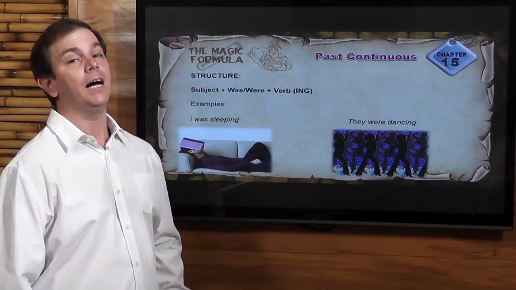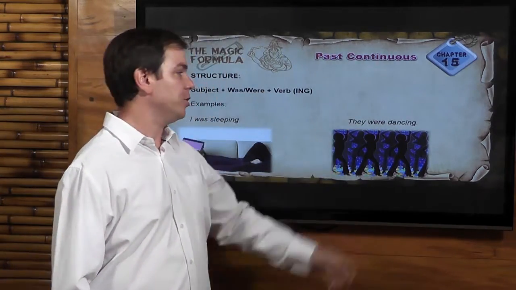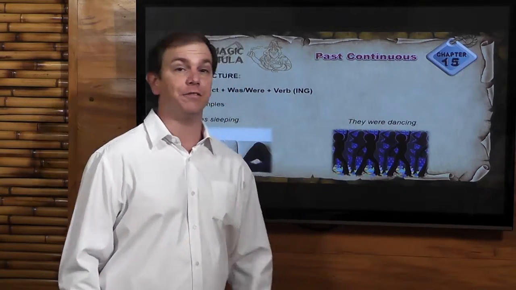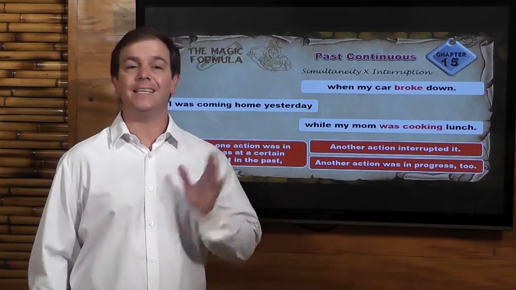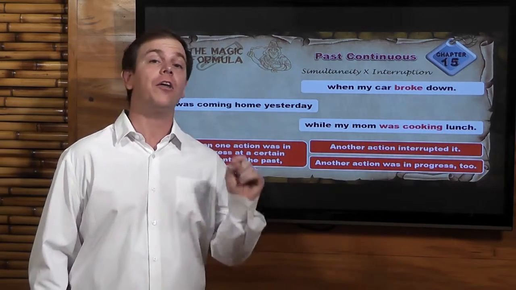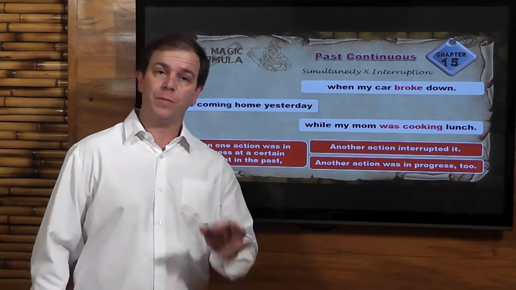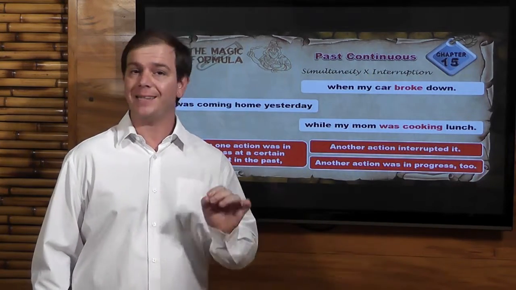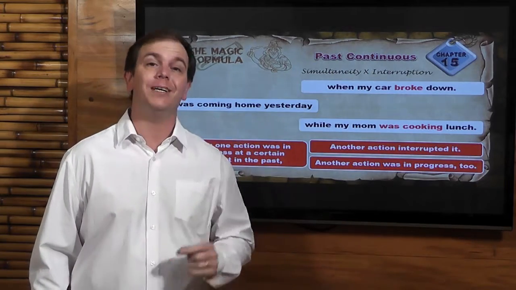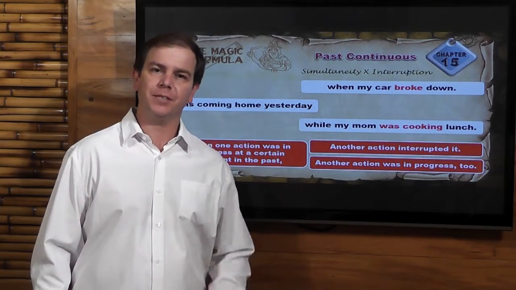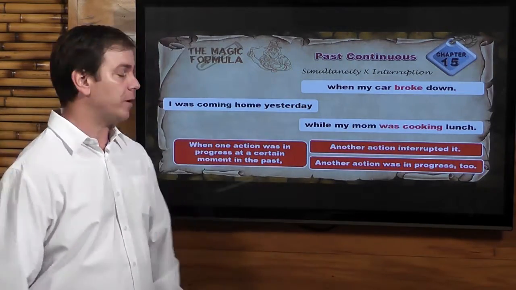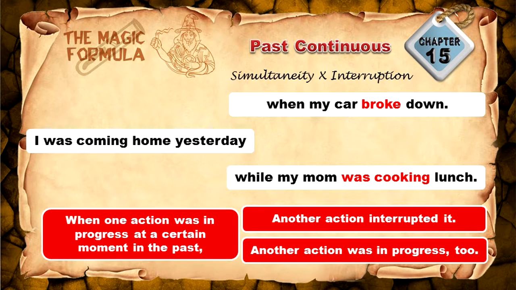They were dancing. Again, we are using the subject, we are using the verb to be, and we are using the verb with ing. But different from simple past, past continuous has an interaction with other actions. That's right, it means that in one sentence where you use past continuous, there will be also another action normally in simple past or in the past continuous. Let's understand again why. Look at this reference sentence. I was coming home yesterday when my car broke down. And I was coming home yesterday while my mom was cooking lunch.